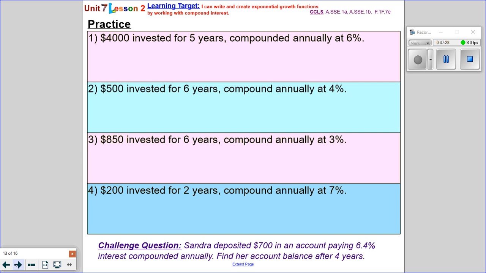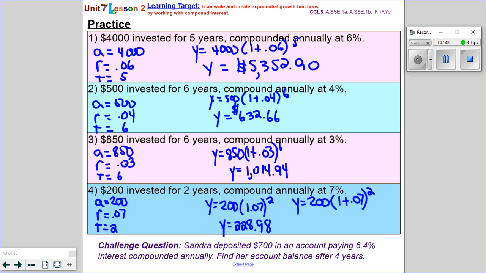Go ahead and definitely do all of these problems. You have four problems plus a practice question. All right, and press pause now. Okay, all of this is now complete.